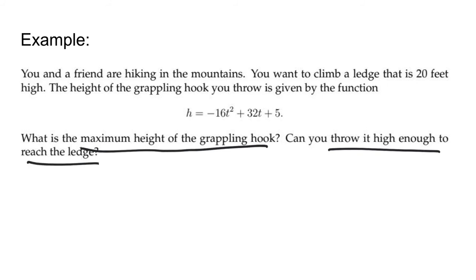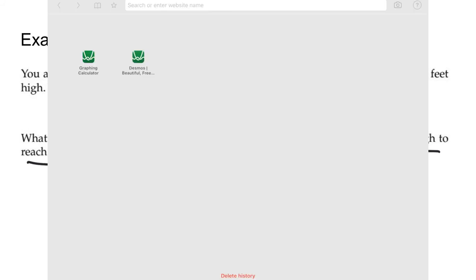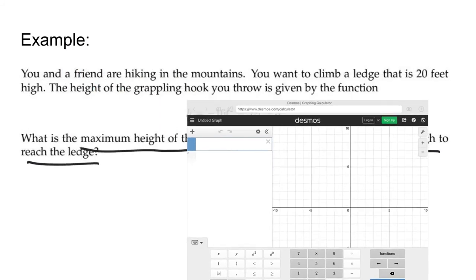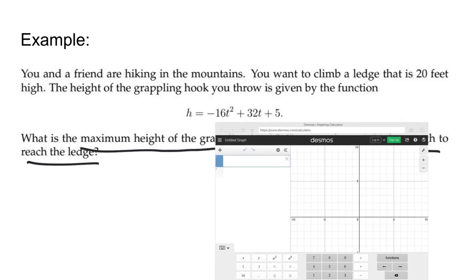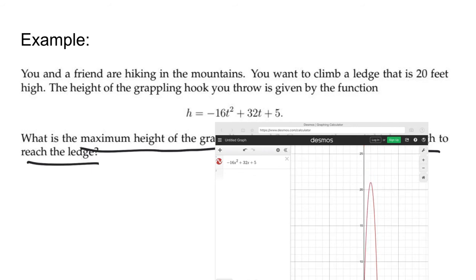So we have to answer really two questions here. Again, about a maximum. So I need to be able to see the graph of it to tell what the maximum would be. So negative 16x squared plus 32x plus 5. All right, so to find my maximum, I'm going to zoom out. Look for that point at 1, 21. My maximum is located at 1, 21. So the maximum height of the hook is 21 feet.